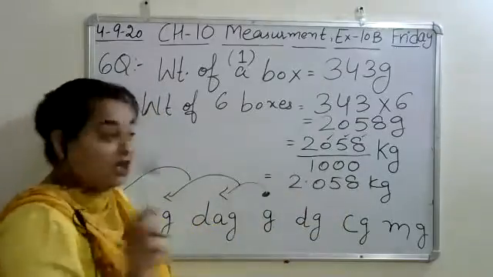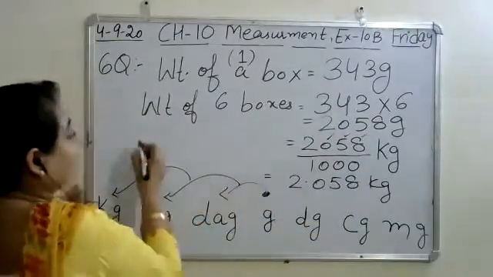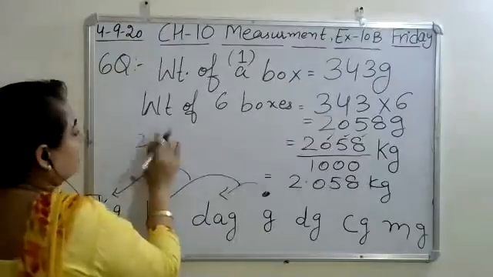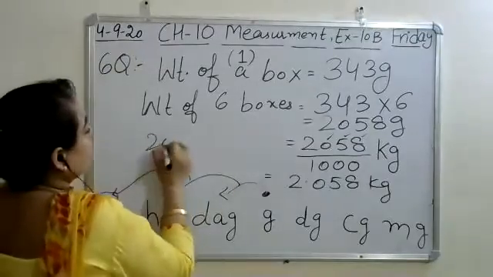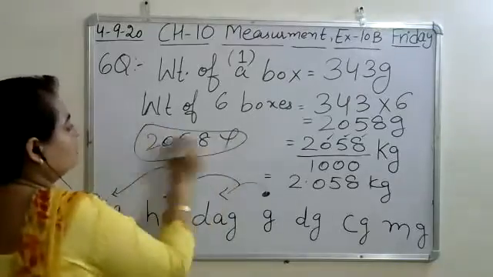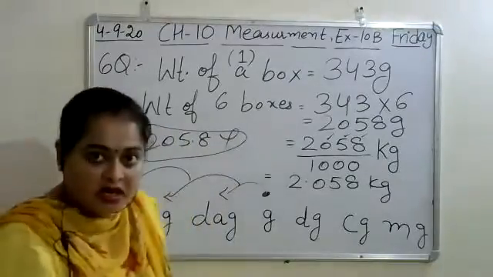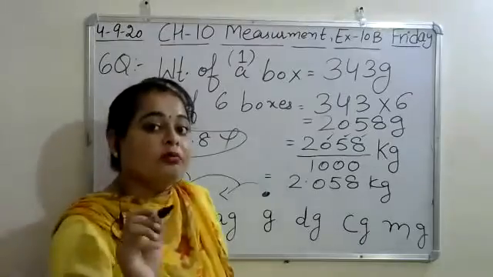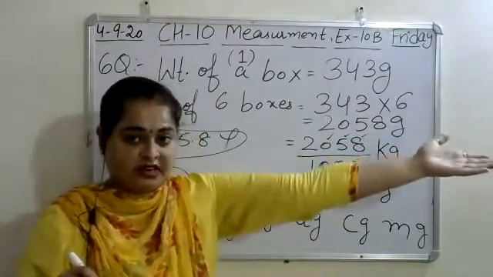Do not start your counting from the left hand side. If you write like this, 2.205.8, this is wrong. So when you put the decimal, start your counting from this side, right hand side.